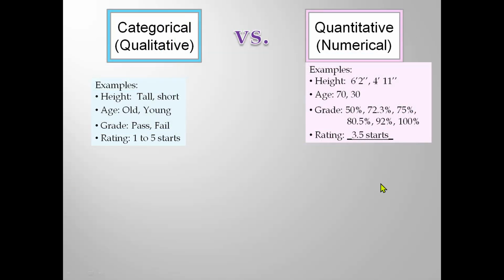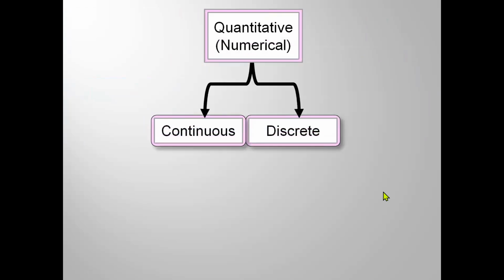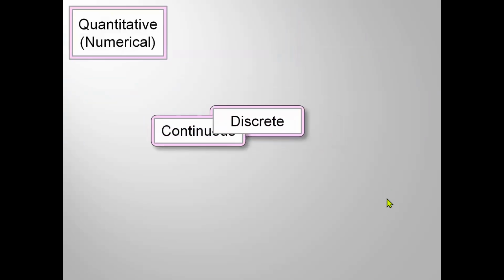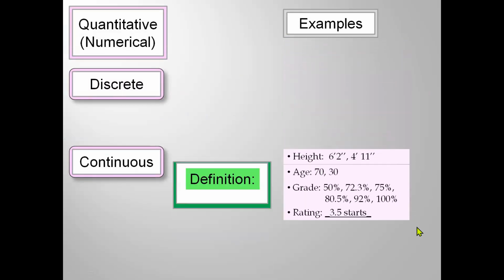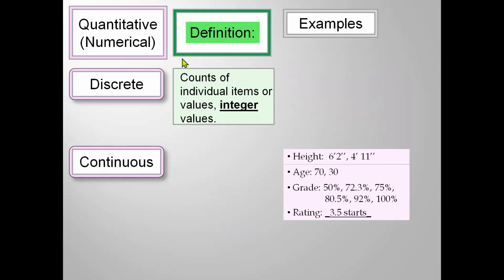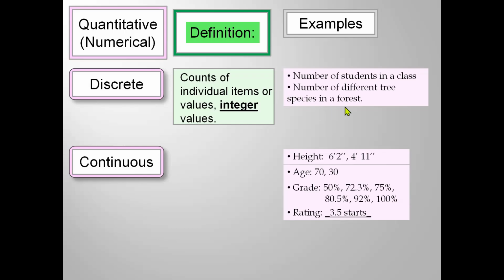Time for quantitative variables. In quantitative variables, there are two subcategories, discrete and continuous. Funny enough, the examples we went over are all examples of continuous. And let's figure out why from the definition. When we're looking at discrete variables, we're thinking about counts of individual items or values, in particular integer values or other whole number values. Common examples include the number of students in a class, or the number of different tree species in a forest. Other examples we can consider are cars on the lot.